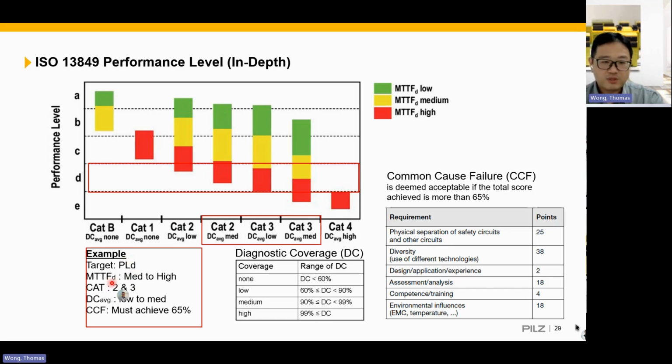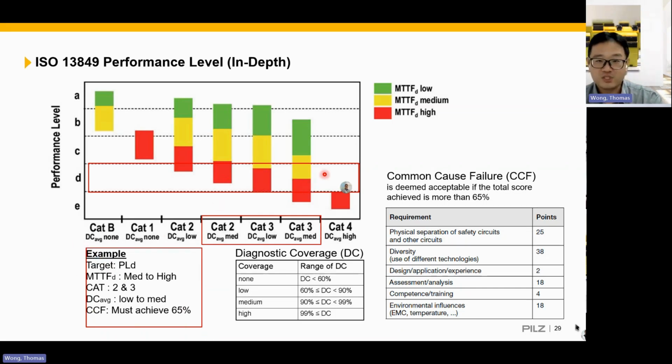For MTTFD, medium to high. So it's MTTFD, which is this, medium to high. This is high, high, and sometimes medium and high you can achieve as well. And for DC average, it is low or medium, but it depends on where you are. For Cat 3 itself, you have an average diagnostic coverage of low, and with MTTFD of high, you can actually achieve almost level D. You must also achieve CCF of 65% and above, to be able to confirm that your circuitry actually meets this requirement.